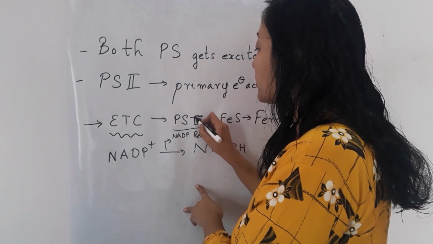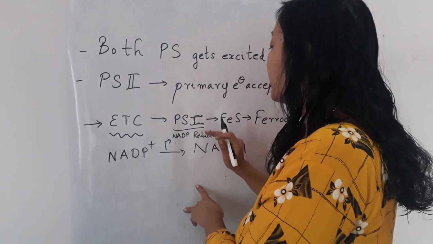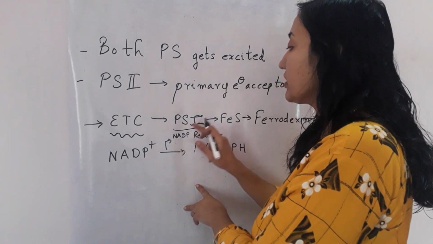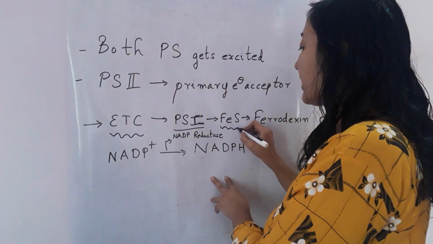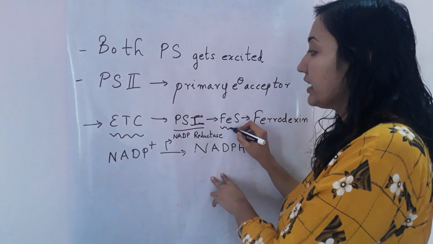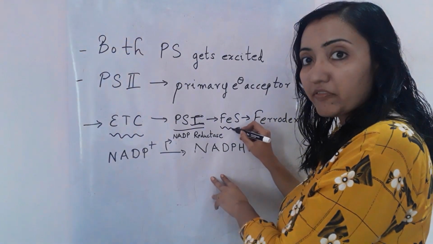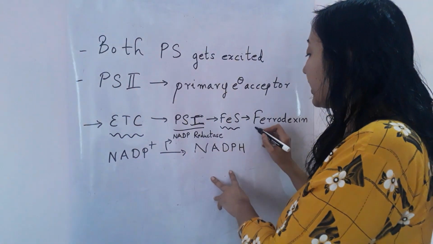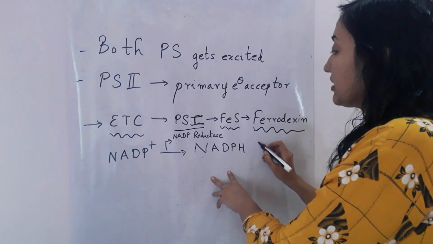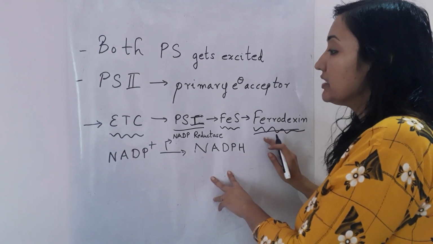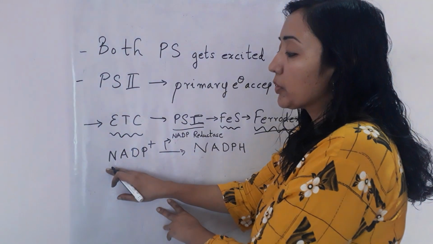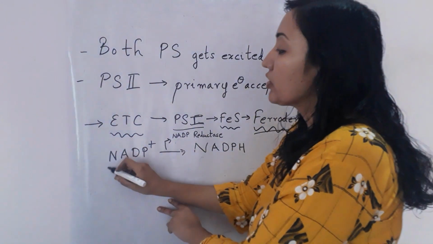The electron moves to photosystem 1. The primary electron acceptor of photosystem 1 is iron sulfide. The electron is given to iron sulfide. From iron sulfide, the electron is given to a protein called ferredoxin. This protein, ferredoxin, gives the electron to NADP+.